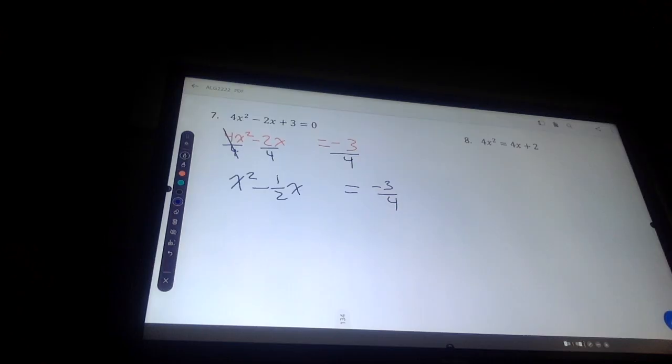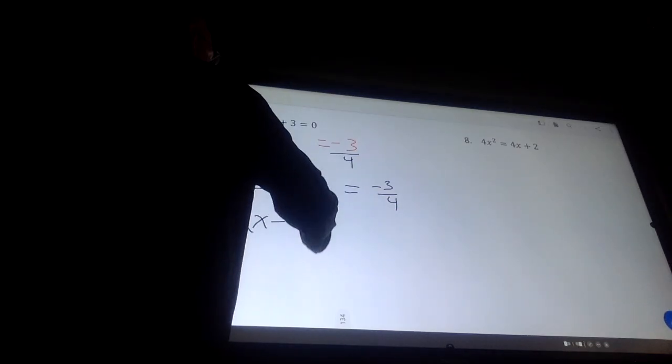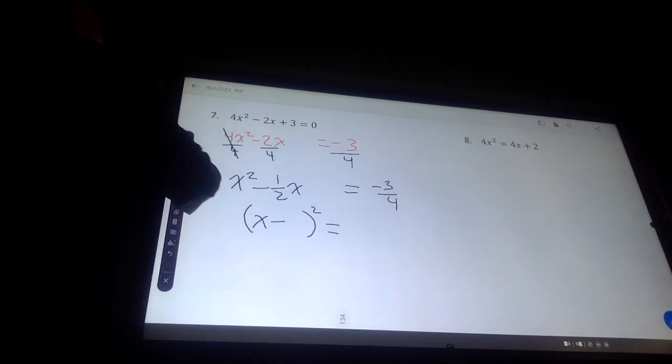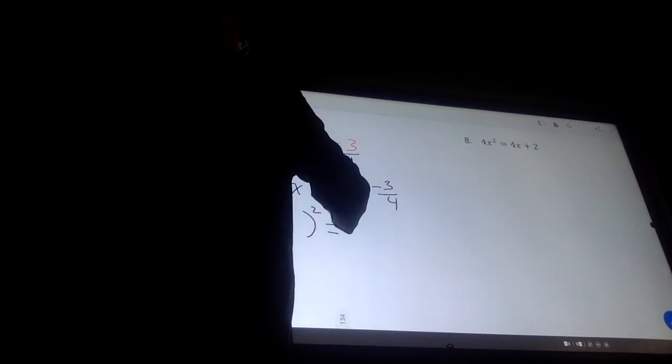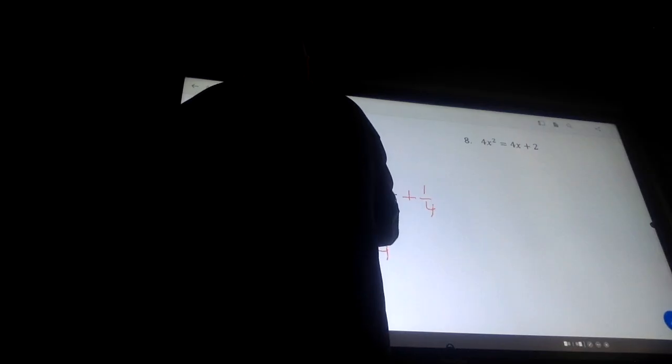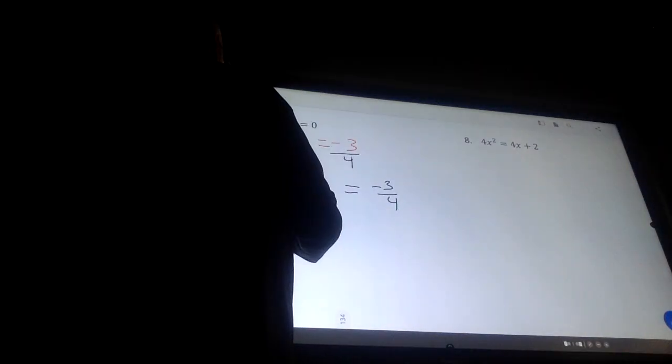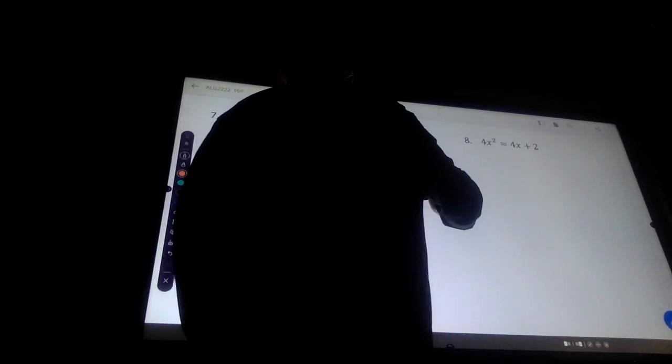Okay. So, x minus quantity squared. What's half of half? A fourth. Plus 1/4. Plus 1/4. So that's going to give me negative 2 over 4. Oh, I put it in the wrong spot. Did you get it? Yeah. Thank you. So 1/4 goes there. This should have been 1/16. This should have been 1/16.